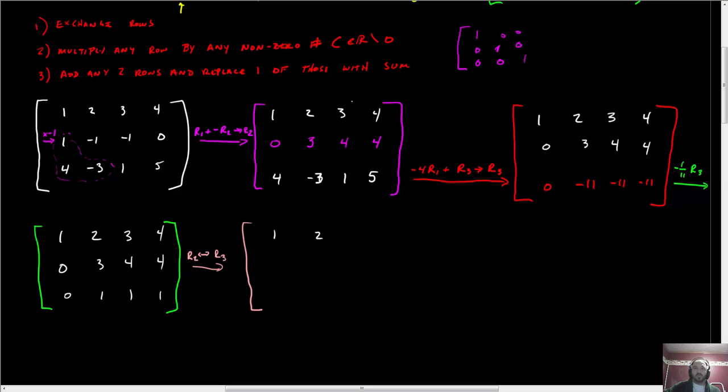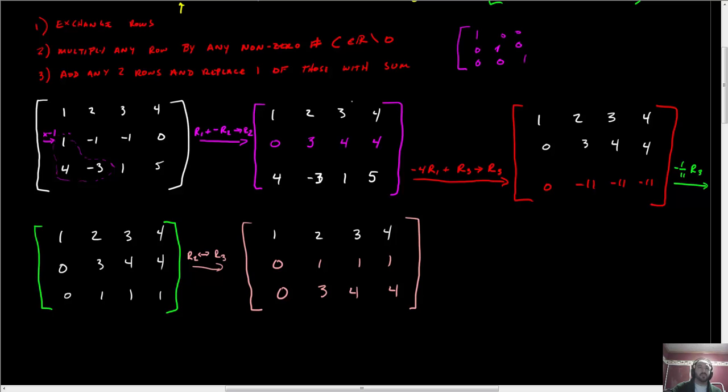1, 2, 3, 4. 0, 1, 1, 1, 0, 3, 4, 4. Now the reason I did that is because, remember, I want these all to be zeros down here in that lower left-hand corner, and that 3 is going to become a 0 here. I thought it would be easier to do that than to multiply by 1/3 here, because then I'd end up with fractions, and I don't really want to work with fractions.